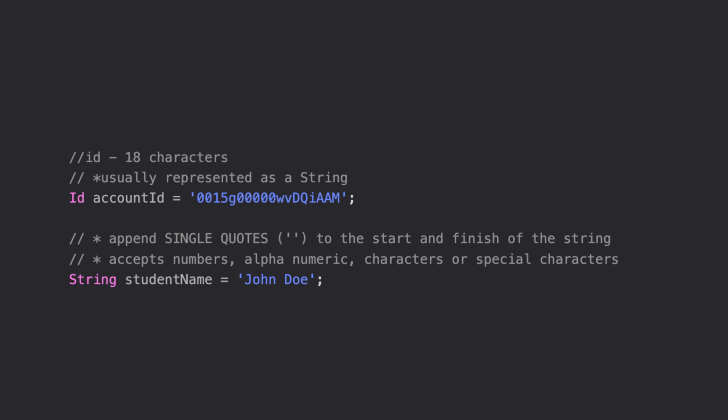ID and string data type are represented as a string with single quotes. The ID data type must be assigned a valid 18-character ID from the Salesforce org. In comparison, the string data type has no restrictions and will accept any value as long as it's surrounded by single quotes.